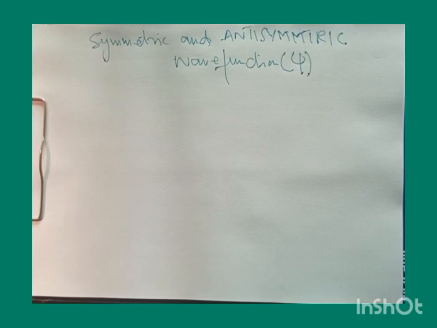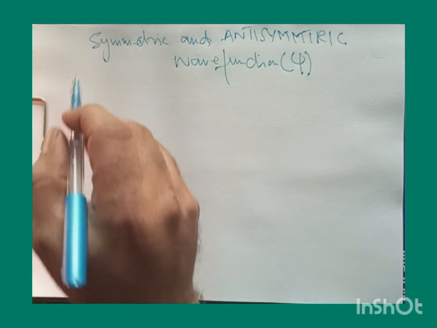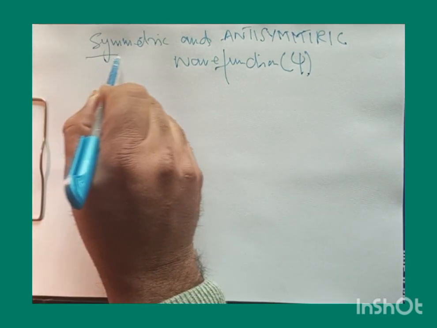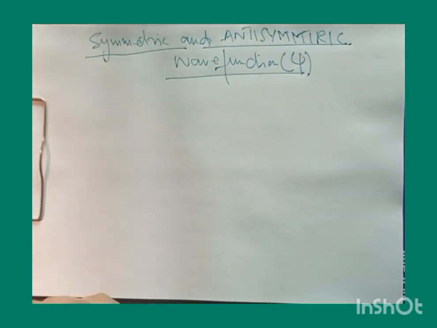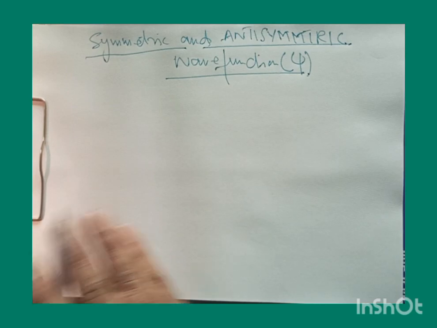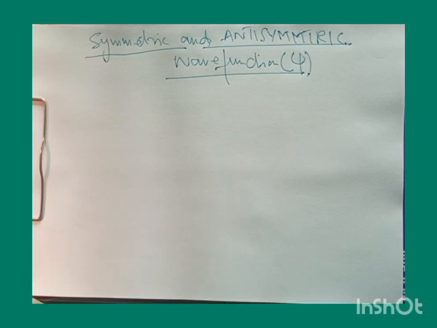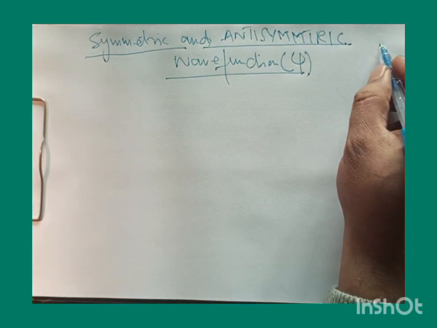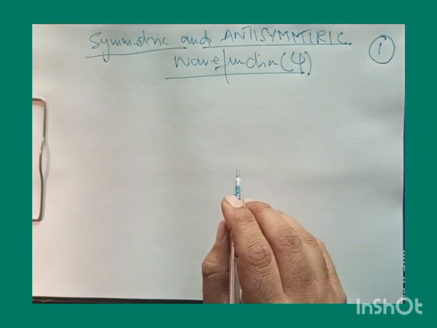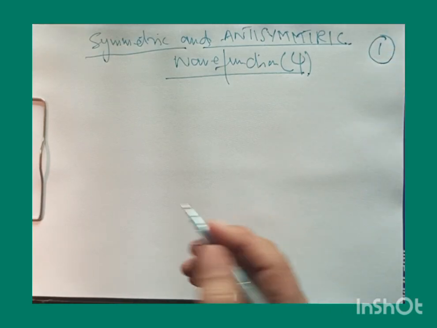Now, dear students, let us see, using the concept of symmetric and antisymmetric wave functions, how a wave function automatically leads to antisymmetry, and antisymmetry is a consequence of Pauli's exclusion principle. Now, I would like to start with a complete wave function.